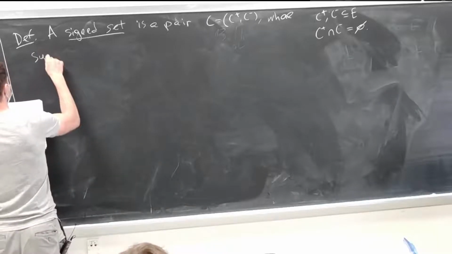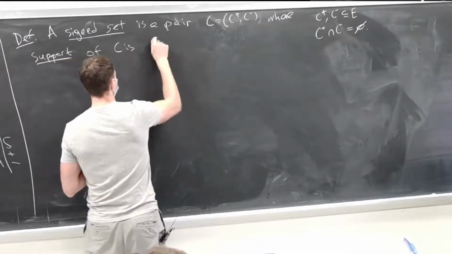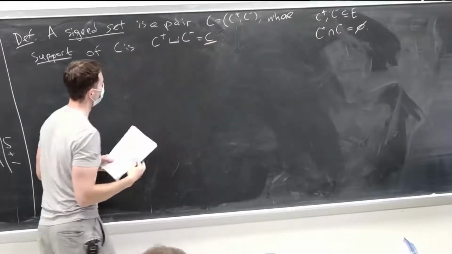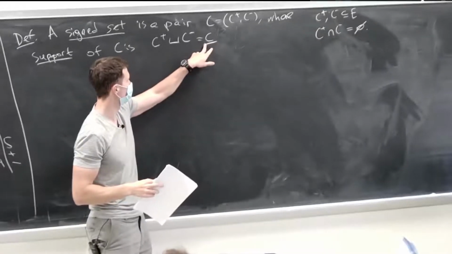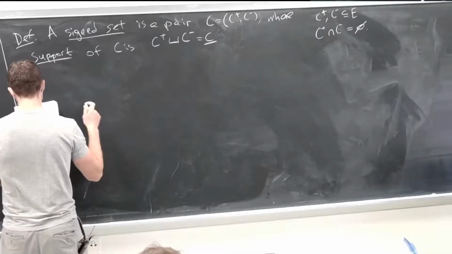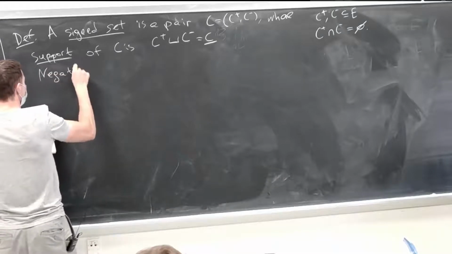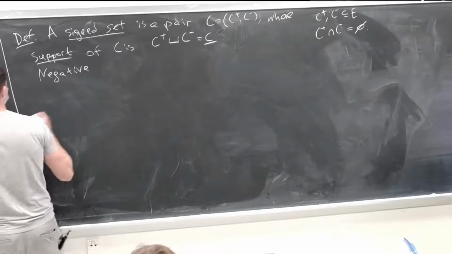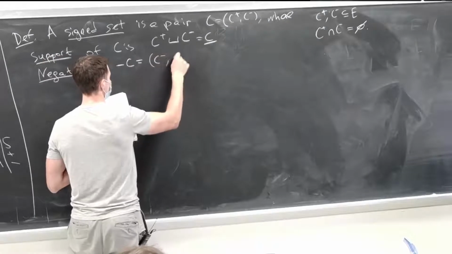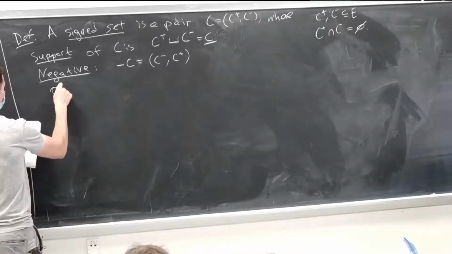For example, the support of a signed set is just the union of, it is denoted C. I'm going to denote unoriented versions of things by underlining them. That's the support of C. And also there is the negative of C, which is this operation of changing all the signs, so negative C is C minus comma C plus. And there's also going to be the 0, the empty.